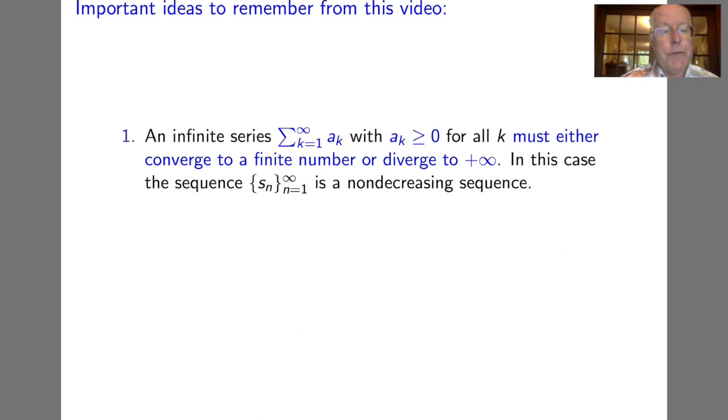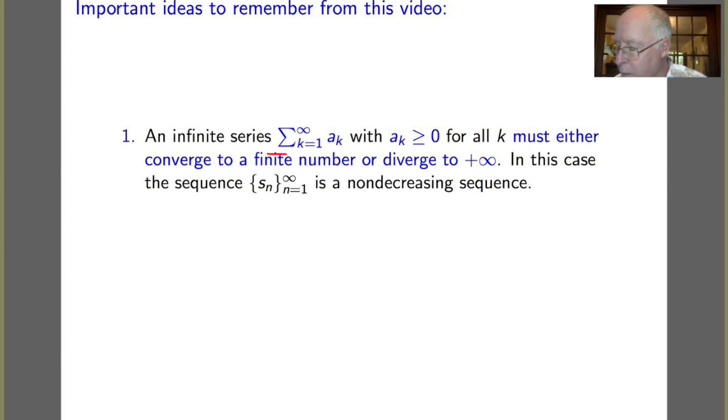Okay, what to take away from this video? So in this video, we focused on infinite series with non-negative terms, summation of a sub k, where the a sub k's are non-negative real numbers. And the reason we do that is our options for what happens with the series are cut down a little with this, that such a series must either converge to a finite number or diverge to plus infinity. We can't get negative infinity, we can't get a negative number, and the sequence of partial sums cannot oscillate, so we cannot have divergence by oscillation. And this all happens because in this case, the sequence of partial sums is a non-decreasing sequence.